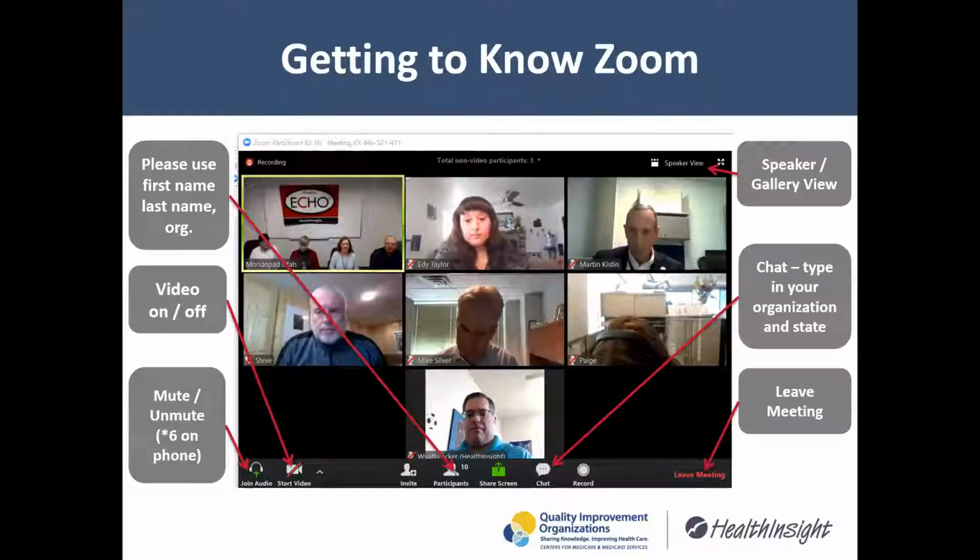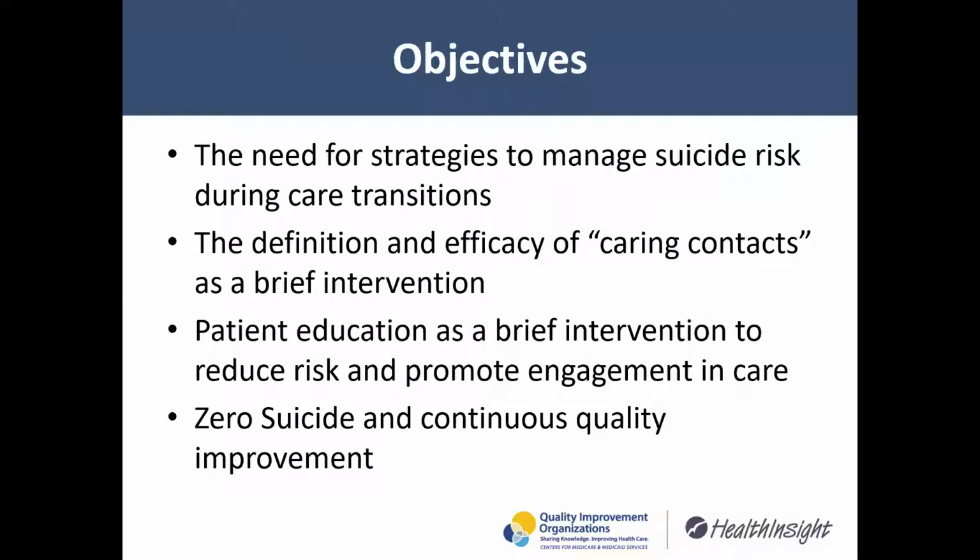Next slide, please. So here are the objectives for us today. We're going to be talking about some strategies for managing suicide risk during care transition and some brief interventions, including patient education and caring contacts that can be used in primary care.